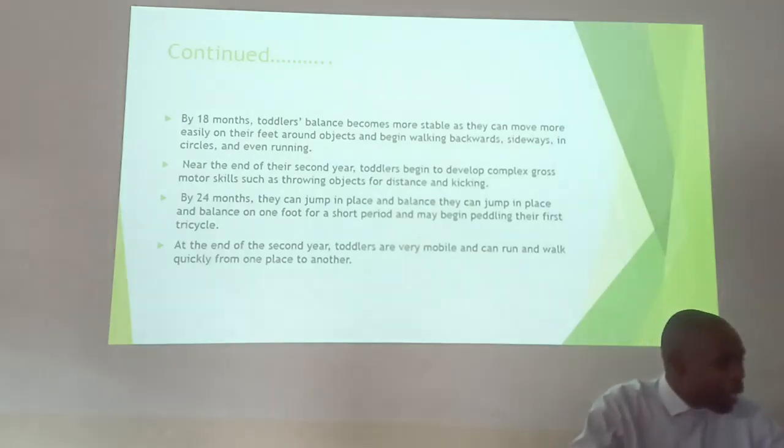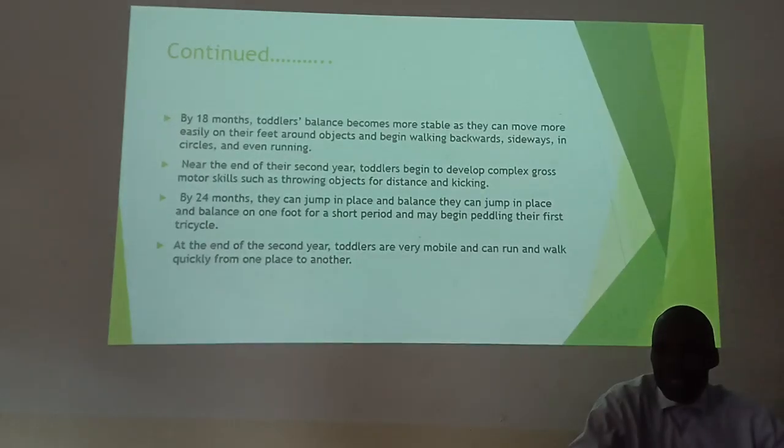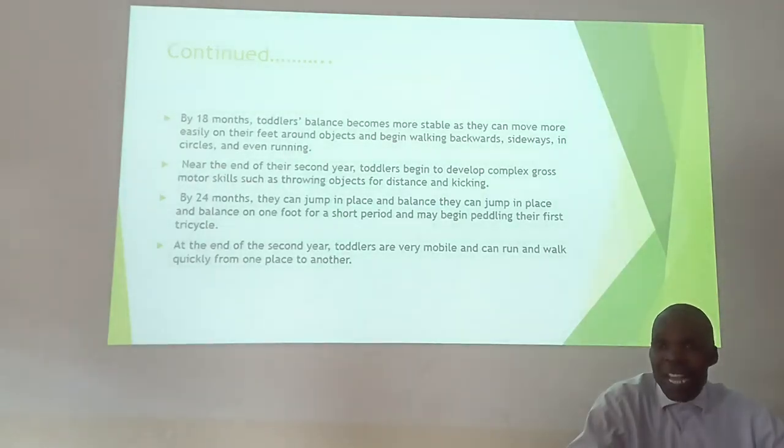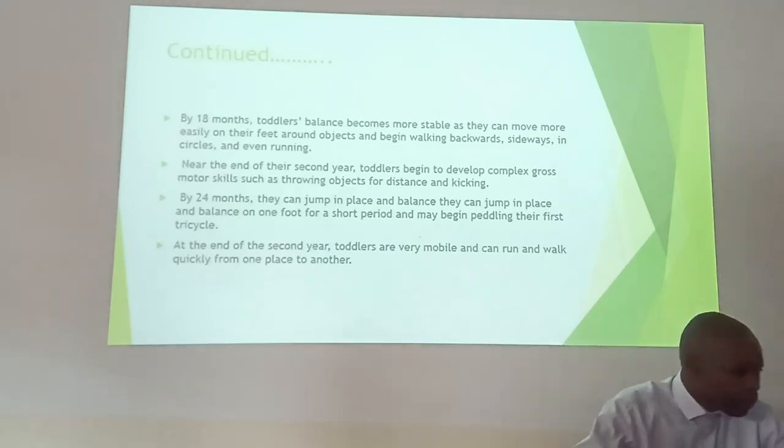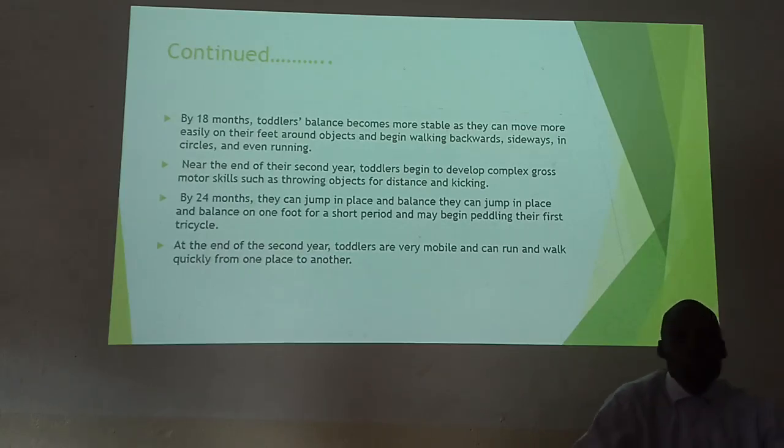At the same time, you see somebody trying to pedal his first cycle, at the age of 2. He's able to stand upright, use one leg, or cycle at the same time. At the end of the second year, toddlers are very mobile and can run and walk quickly from one place to another.